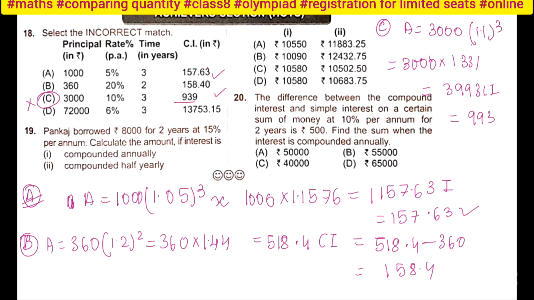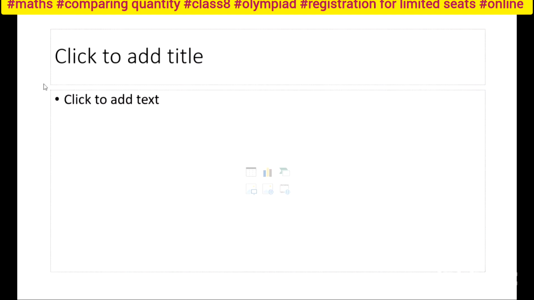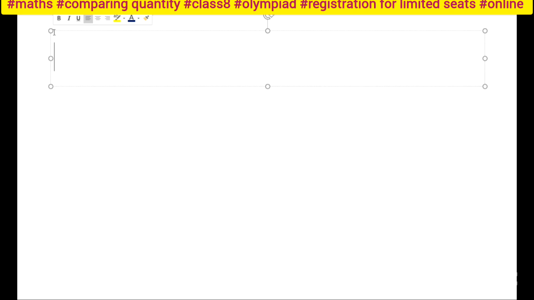Okay, the next question. Pankaj borrowed 8000 rupees for 2 years at 15% per annum. Now they are asking us to calculate the amount, if the interest one time is compounded annually and one time compounded half yearly, so I have to calculate 2 times, right? They are giving 2 years at 15% per annum. We have done these types of questions just right now, that is how to break this rate. So my question number 19.